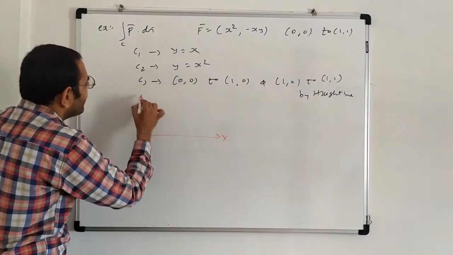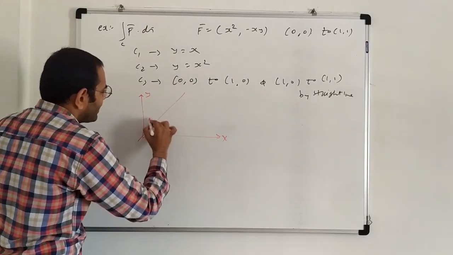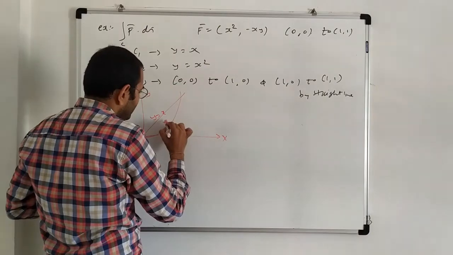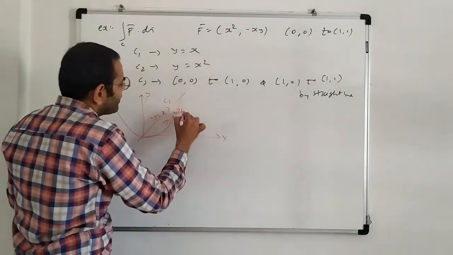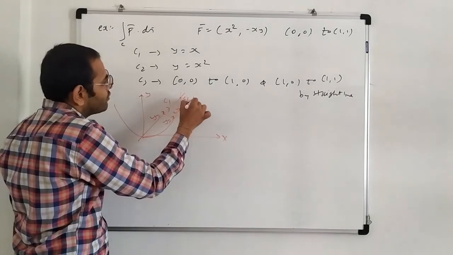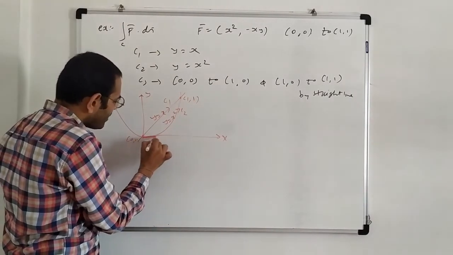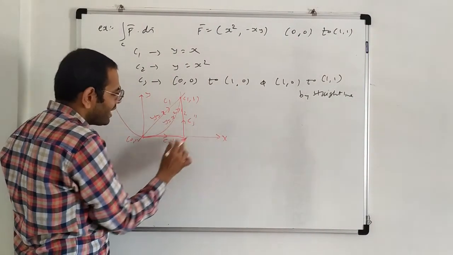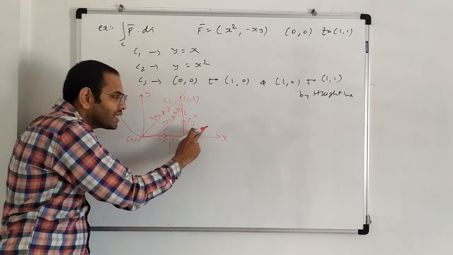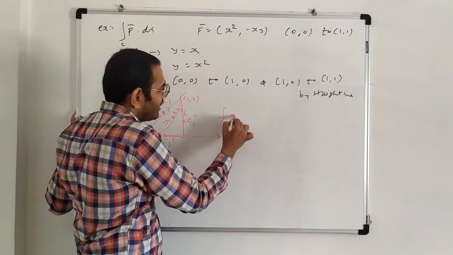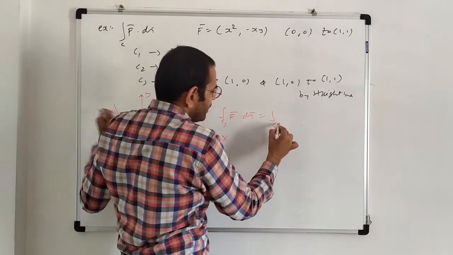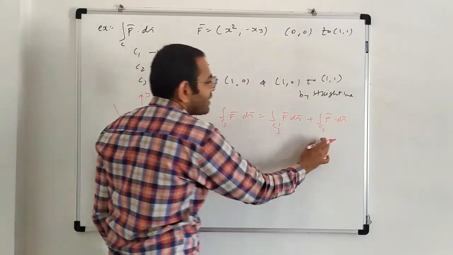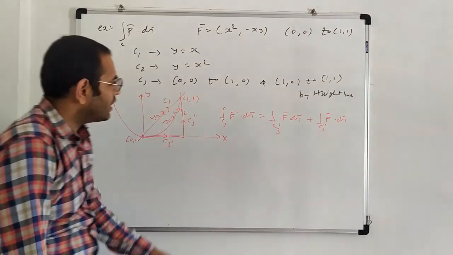According to this example diagram, y equal to x is our straight line. y equal to x squared is our parabola. That is path C1, that is path C2, that is (1, 1), here (0, 0). Then path C3, that is C3 dash, that is C3 double dash. Then we find the integral over C3 dash plus C3 double dash. Then we get the integral over C3 of f bar dr equal to the integral over C3 dash of f bar dr plus the integral over C3 double dash of f bar dr. This type of example we already learned in the above example.